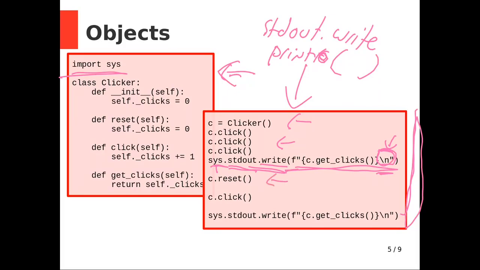So then I can reset, I can click again, and I can print my click count. The first time, what am I going to see? Well, I should see 3, because I clicked 3 times. Then I reset to 0, then I call click again, and then I should see 1, right?